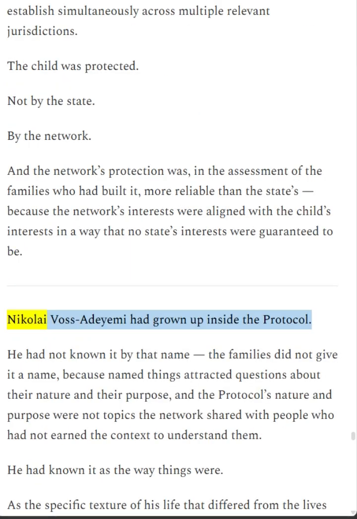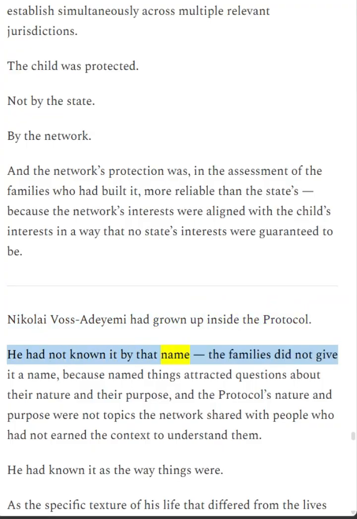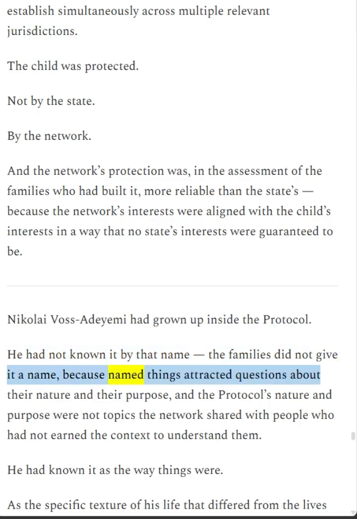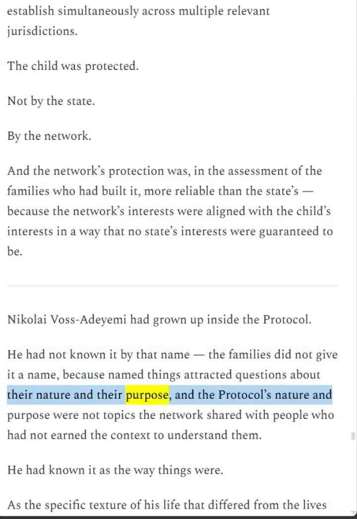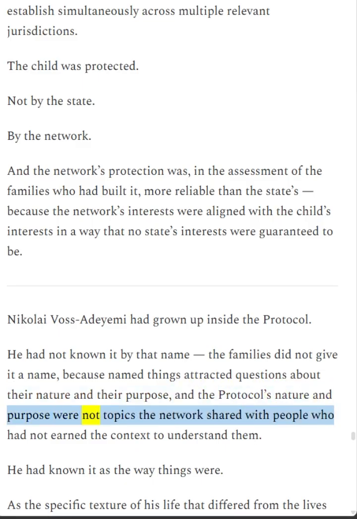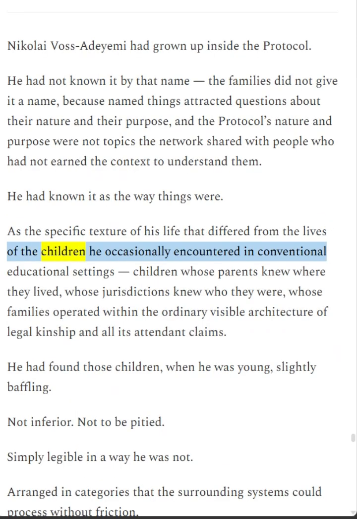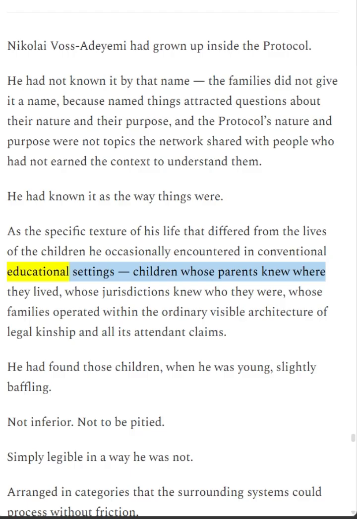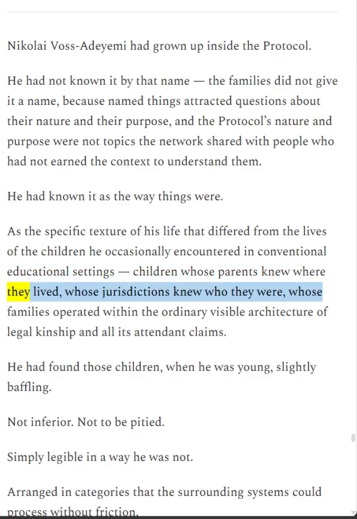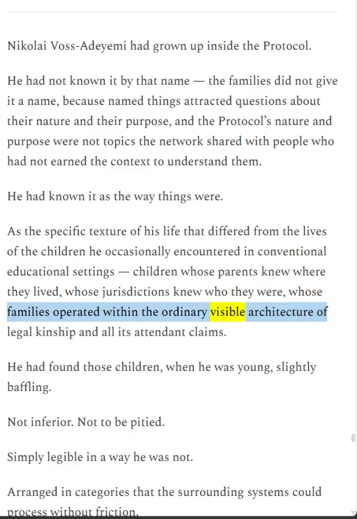Nikolai Vasadiemi had grown up inside the protocol. He had not known it by that name. The families did not give it a name, because naming things attracted questions about their nature and their purpose, and the protocol's nature and purpose were not topics the network shared with people who had not earned the context to understand them. He had known it as the way things were. As the specific texture of his life that differed from the lives of the children he occasionally encountered in conventional educational settings, children whose parents knew where they lived, whose jurisdictions knew who they were, whose families operated within the ordinary visible architecture of legal kinship and all its attendant claims.